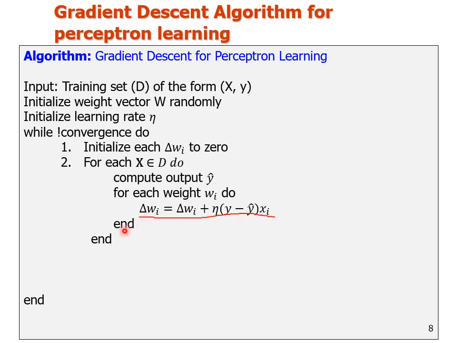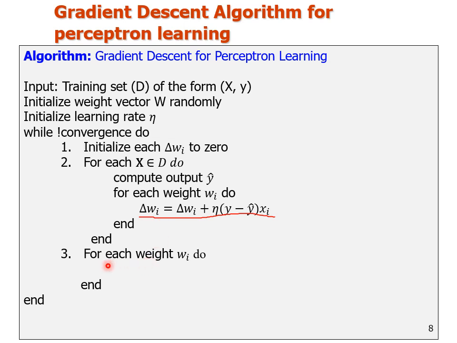So this is how, in step number 2, we are getting the delta Wi values after going through the entire data set, after going through the computation for all the examples belonging to the training data set D. So once we get these delta Wi values, the third step comes in.